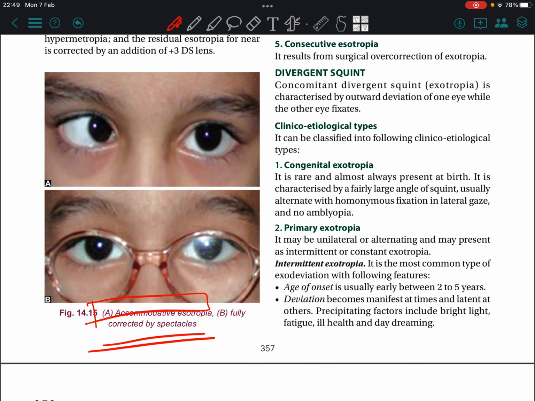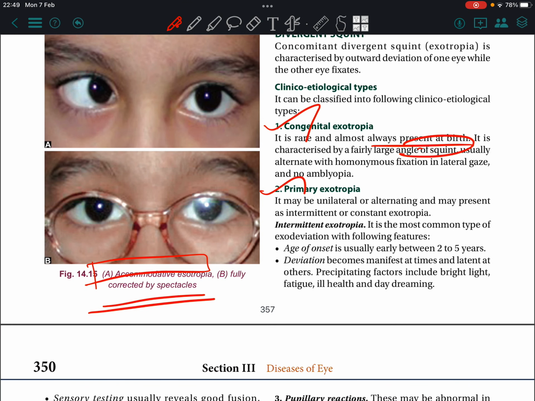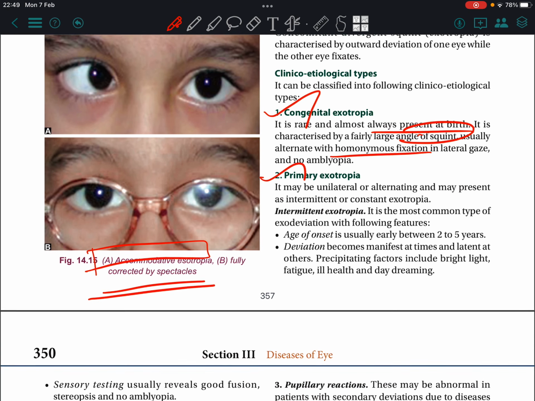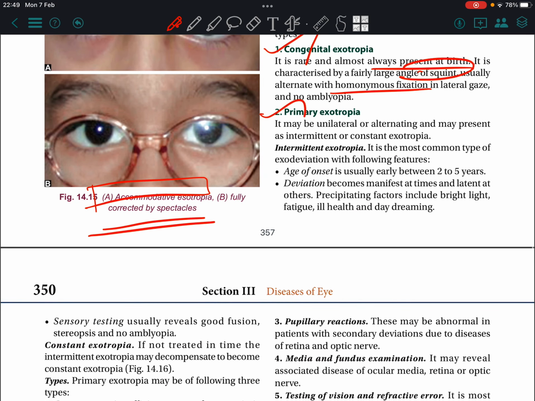Divergent squint. Clinical types: congenital exotropia and primary exotropia. Congenital exotropia is rare, almost always present at birth. It is characterized by a fairly large angle of squint, usually associated with homonymous fixation in lateral gaze and no amblyopia. Primary exotropia may be unilateral or alternating, and may present as intermittent or constant exotropia.